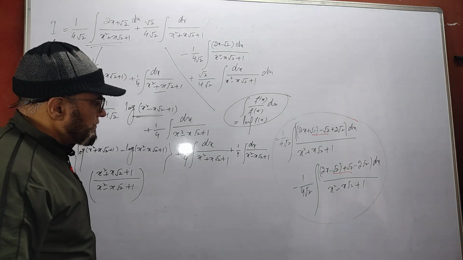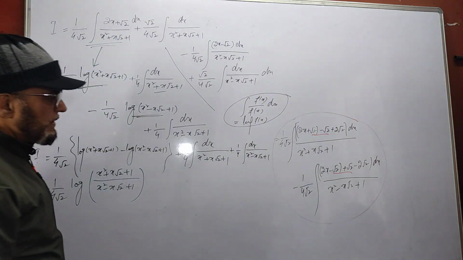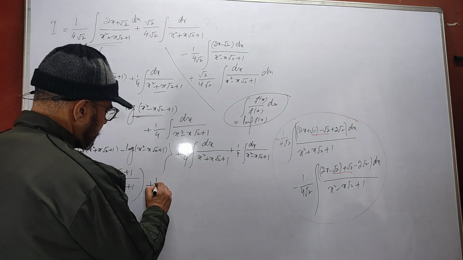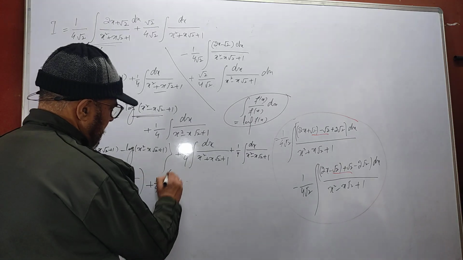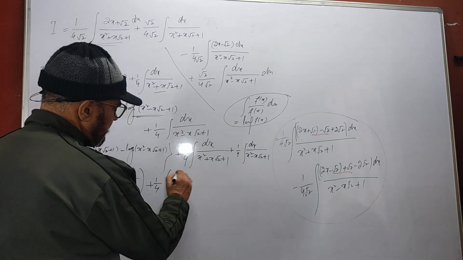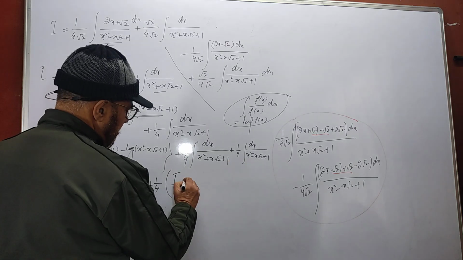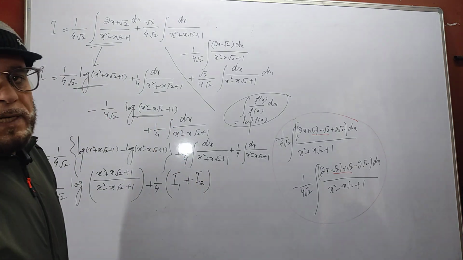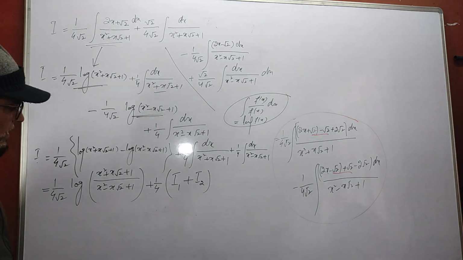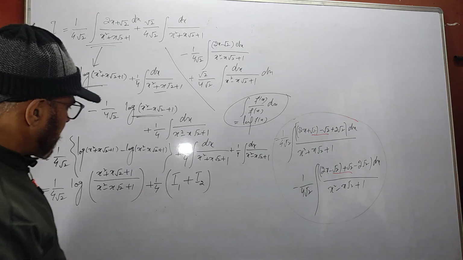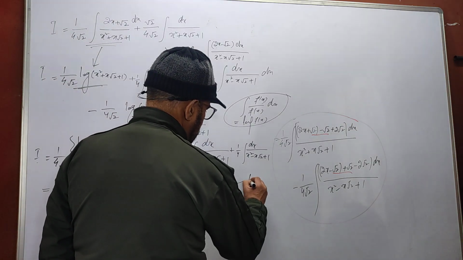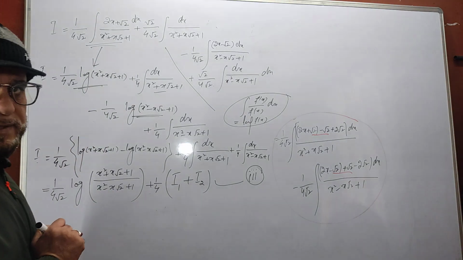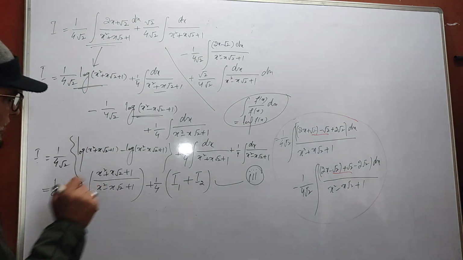Now here we have to evaluate these two integrals. I will write it plus 1 by 4. I will name this integral I1 and this integral I2. Now I have to find out what I1 and I2 are separately, then use them here. Let it be the third equation. I will use it in the third equation. I will find them separately.